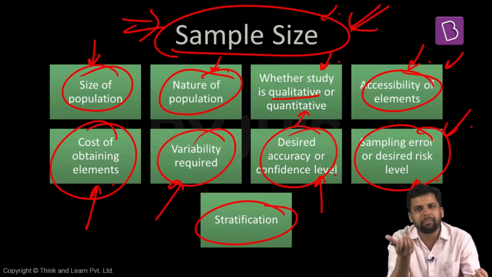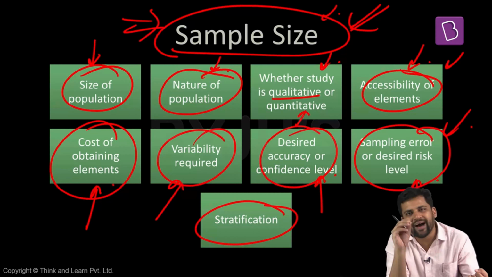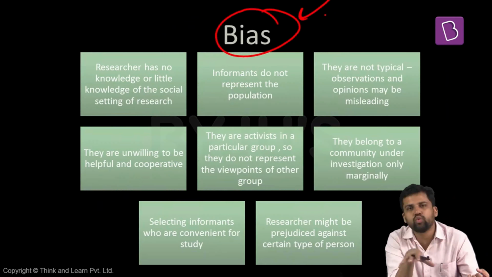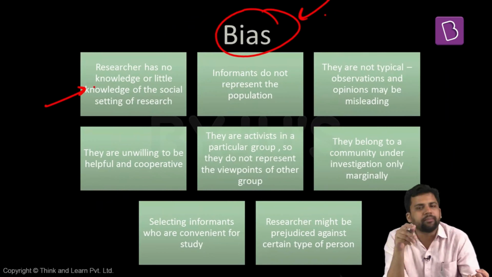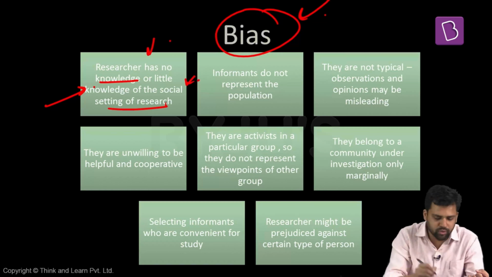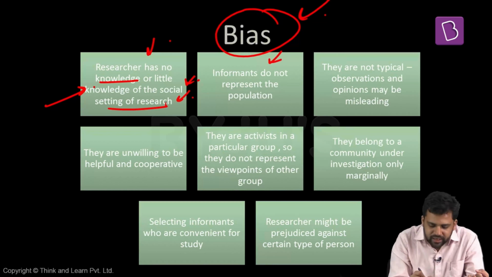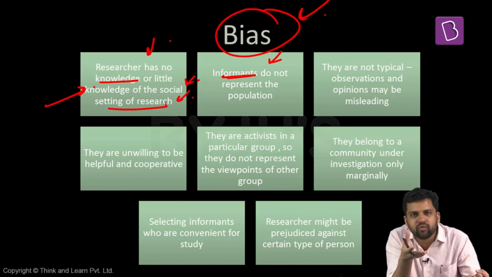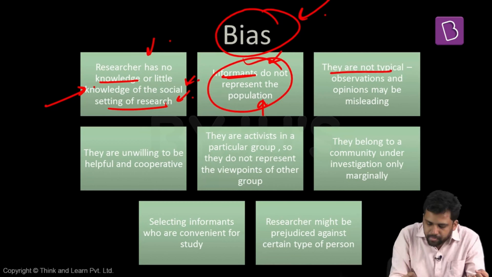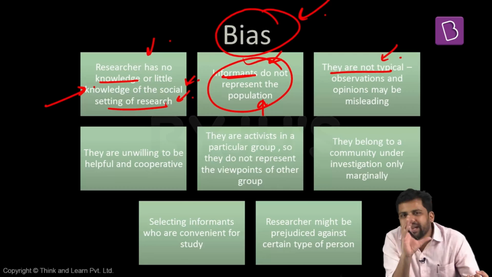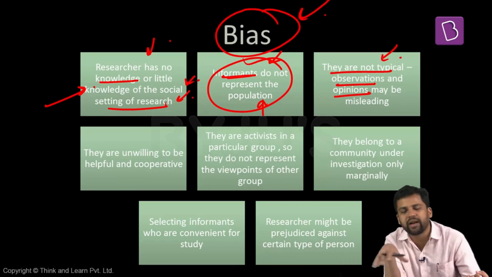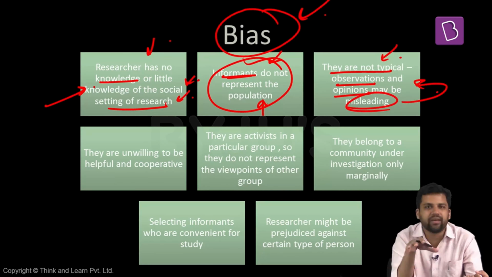Now, when you are creating a sample, when you are going ahead with the sampling method, there is a possibility of bias creeping in. What are the reasons why there can be a bias? What factors lead to bias in your sample? First, if the researcher has very little knowledge about the social setting of the research, there can be bias. In case the informants that you are asking questions, the respondents, are not representative of the population, there can be bias. Sometimes the informants might not be typical. That means their opinions and observations are not typical of the entire population. So in that case, their opinions and observations can mislead. So that can be a challenge.